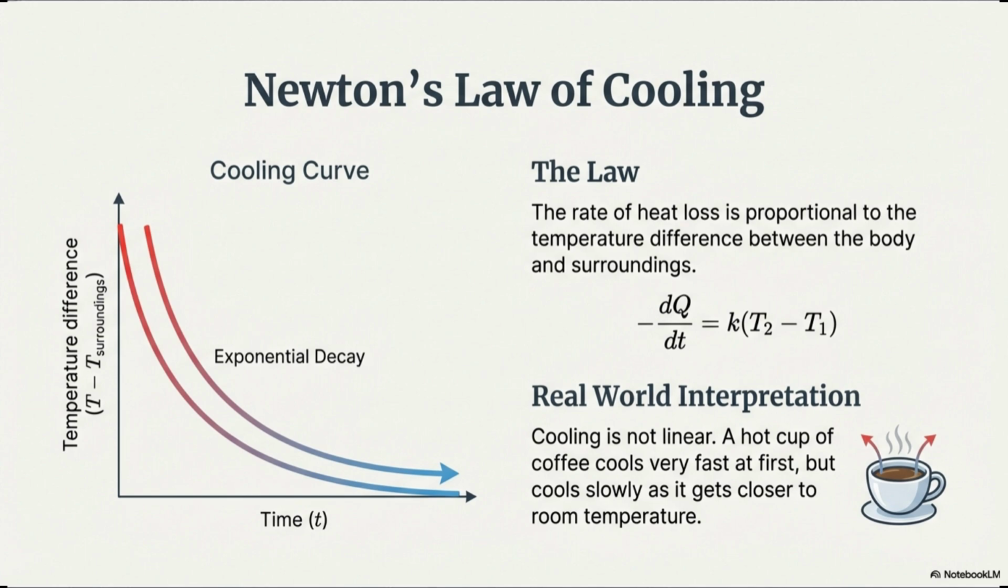Well, that's not your imagination. That's Newton's law of cooling. It says that the speed of cooling depends on the temperature difference between the object and its surroundings. So when the coffee's piping hot, the difference is huge and it loses heat really fast. But as it gets closer to room temperature, that difference gets smaller and the cooling slows way, way down.